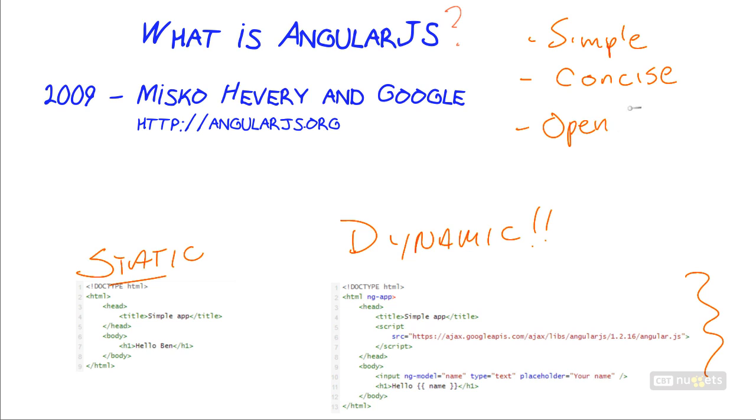AngularJS is also open source. It's been developed with help from the open source community, so it's really extensible. You can integrate it with whatever other frameworks or libraries you need to use. You can change it however you need to change it to suit your own requirements.